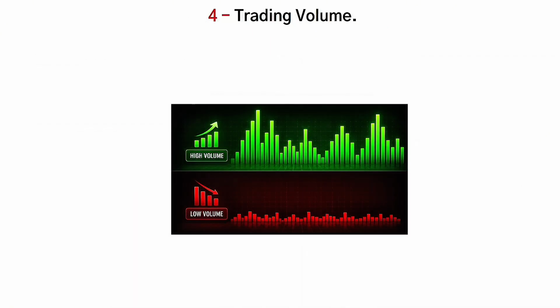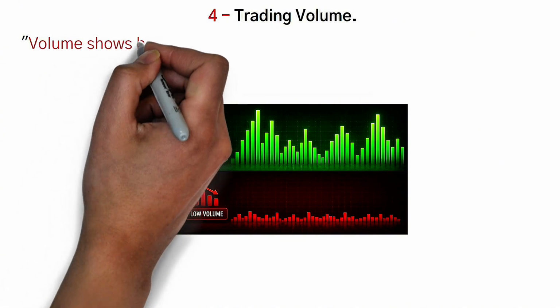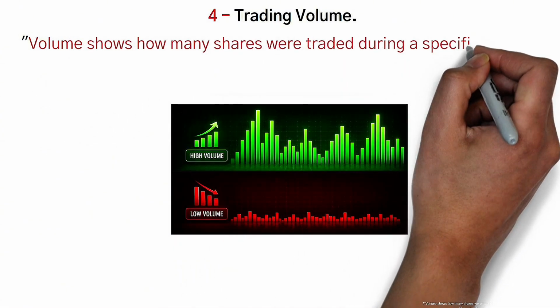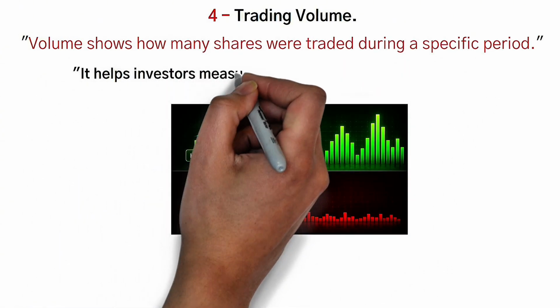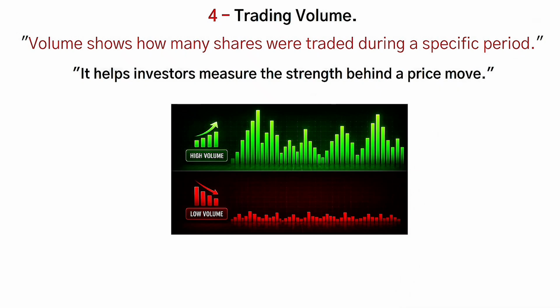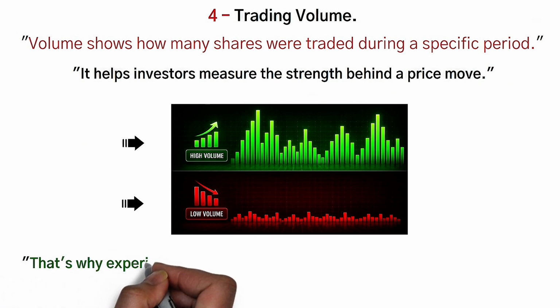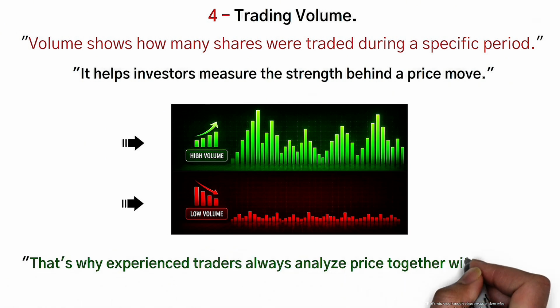Another important tool is trading volume. Volume shows how many shares were traded during a specific period. It helps investors measure the strength behind a price move. If a stock rises with high trading volume, the move is generally considered stronger and more reliable. However, if the price moves with low volume, the move may not be as convincing. That's why experienced traders always analyze price together with volume.